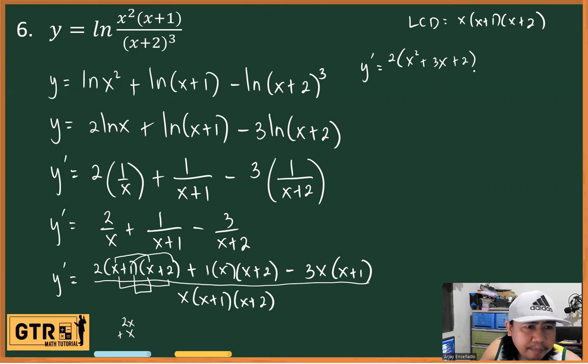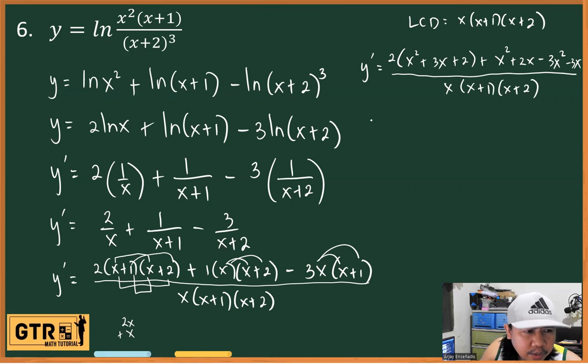Okay? And then we have plus this term, just distribute x, 2x plus 2. So therefore, we have x squared, x times x squared, plus x times 2, positive 2x. Minus, distribute 3x to this. So we have minus 3x squared and then negative 3x times 1, negative 3x, all over x times x plus 1 times x plus 2. So we have y prime is equal to, combine like terms and distribute 2.